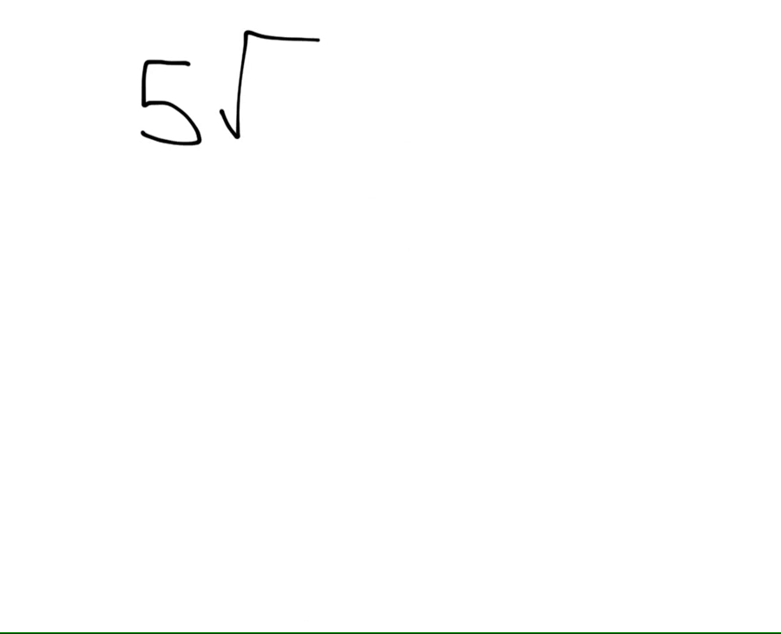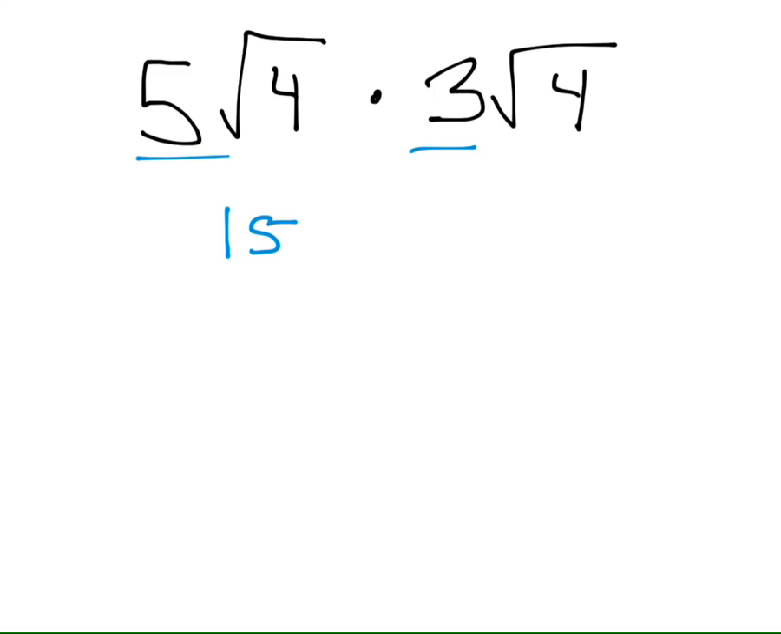One more like this. 5 radical 4 times 3 radical 4. Simplify that expression. All right, so let's go through this. Multiply what's on the outside together. 5 times 3 is 15. Multiply the inside together. 4 times 4 is 16.